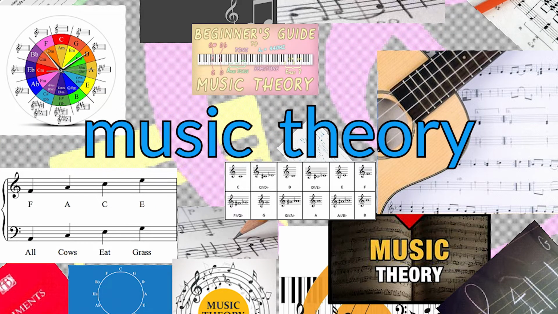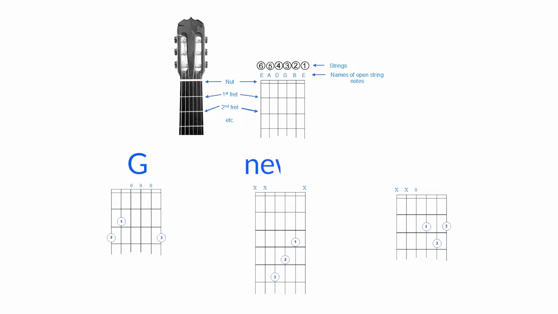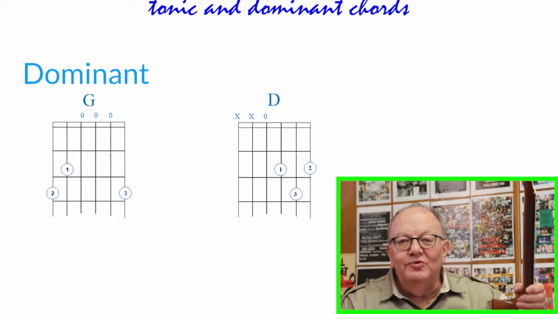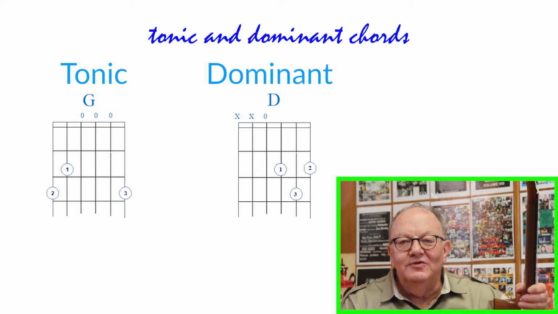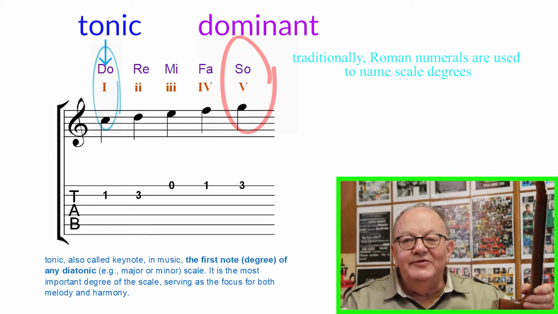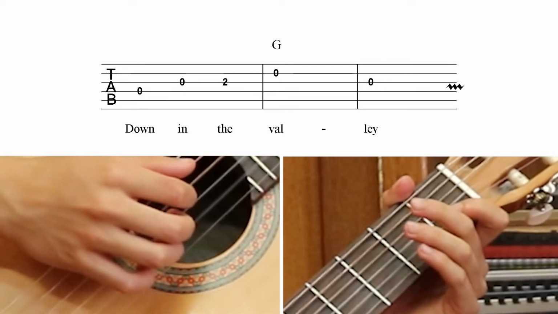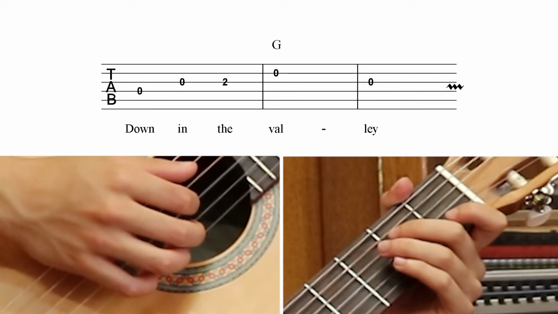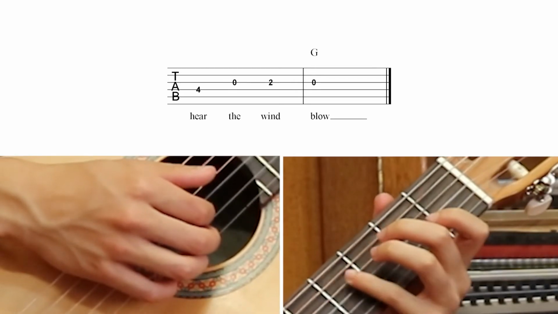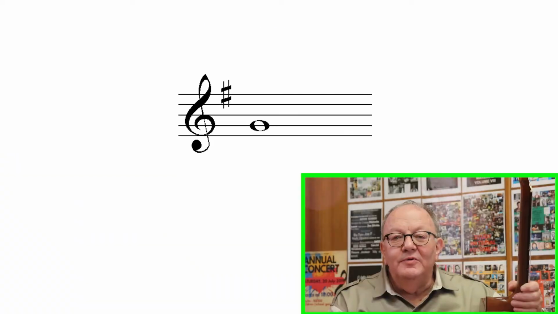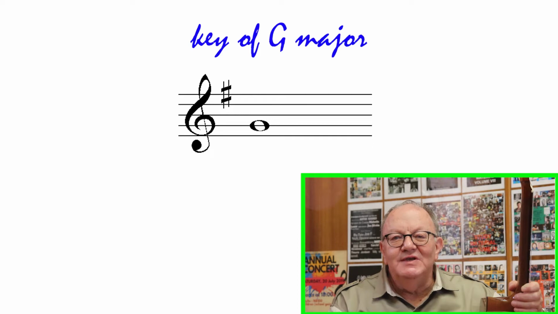A little more theory. You may have noticed that this song, Down in the Valley, uses only 2 chords. These are important and are known as the tonic and dominant chords. The tonic is sometimes called the keynote, that is, the scale on which the music is based. So, Down in the Valley starts on a G chord and ends on a G chord. Down in the Valley is therefore in the key of G major.